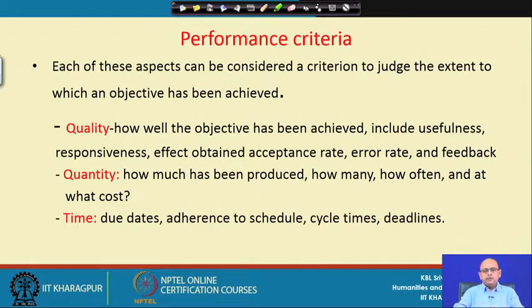For example, for a production person, you have to say that you are going to meet the schedules of production. Okay. You are able to produce n number of items within a given time frame, which meets the quality standards, right. So, you are meeting all the 3 criteria: quality, quantity and time.